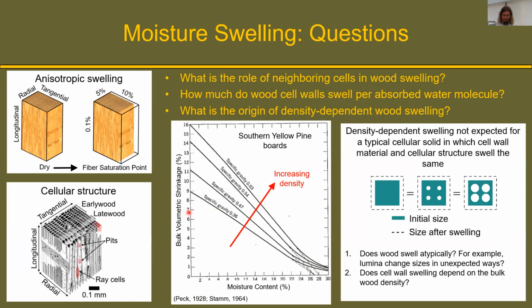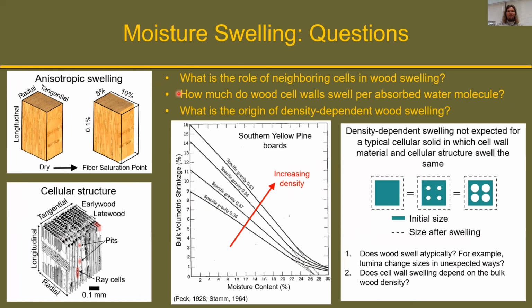So despite the importance of swelling, there are still some really fundamental questions that haven't been answered that we're going to use micro XCT experiments to answer. One of the questions is, what's the role of neighboring cells in wood swelling? For example, does a wood cell wall next to the edge of a piece of wood swell differently than a wood cell wall in the middle? How much do wood cell walls themselves actually swell per absorbed water molecule?